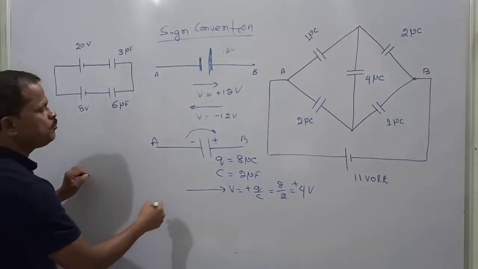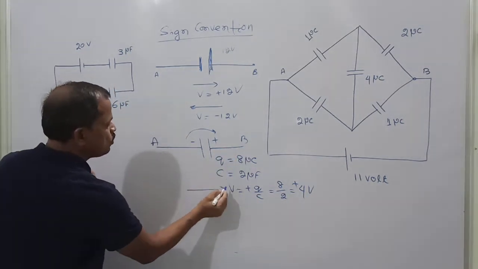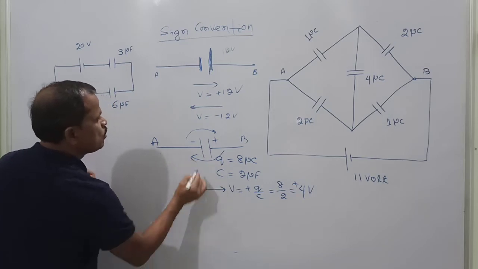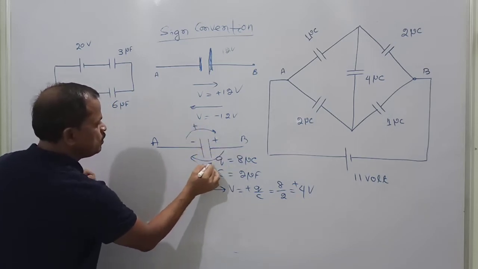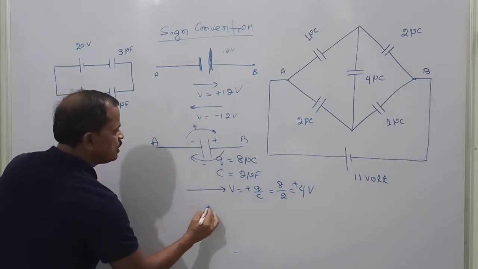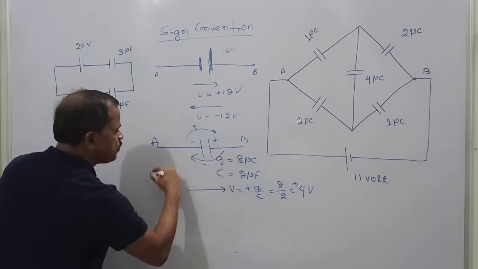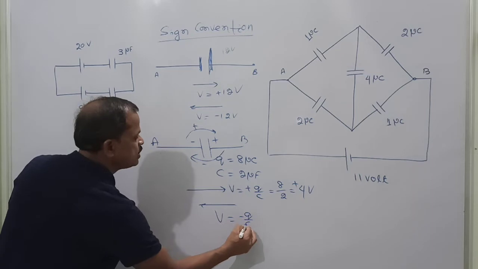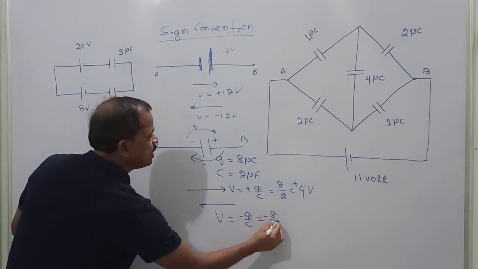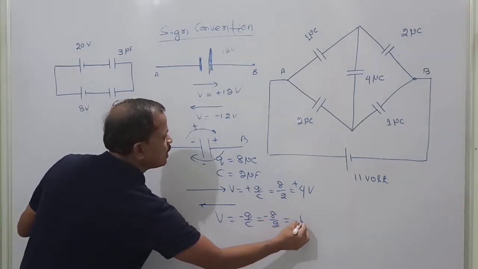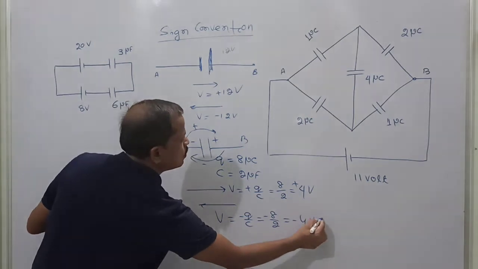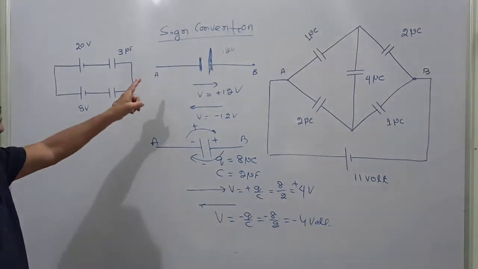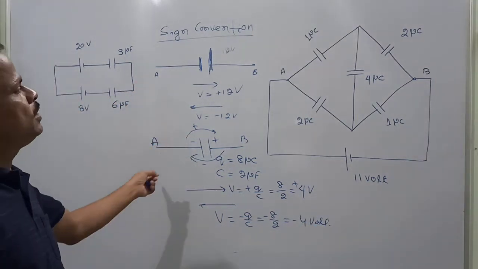Similarly, if you are going from B to A, then A to B was positive, so B to A will be negative. If you are going from left to right, then the potential V is equal to minus Q by C, that is equal to minus 8 by 2, which is minus 4 volt. Now you will remember this sign convention to solve the problems.